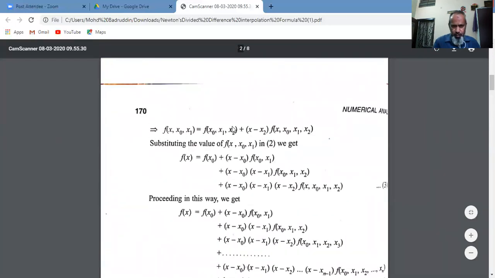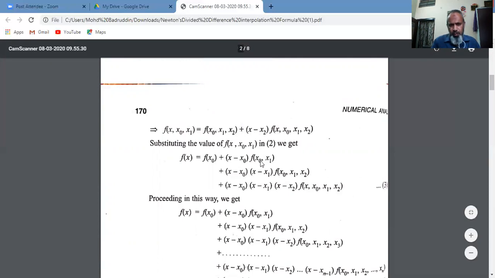see here, f of x comma x naught comma x1 is this value. Now we are substituting this value in equation 2. So f of x will become f of x naught plus x minus x naught into f of x naught x1. Here we are substituting the value of f of x comma x naught comma x1. So x minus x naught is a factor, x minus x1 is also a factor, into f of x naught, x1, x2, plus x minus x2 into these factors, two factors remain as it is, into f of x x naught x1 x2. So this is the equation number 3.